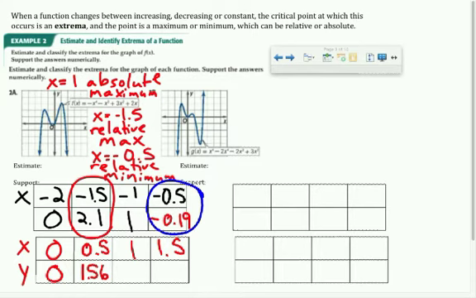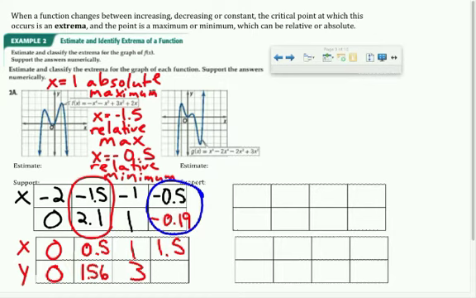Plugging in 1, I have negative 1, minus 1, plus 3, plus 2, which is 3.